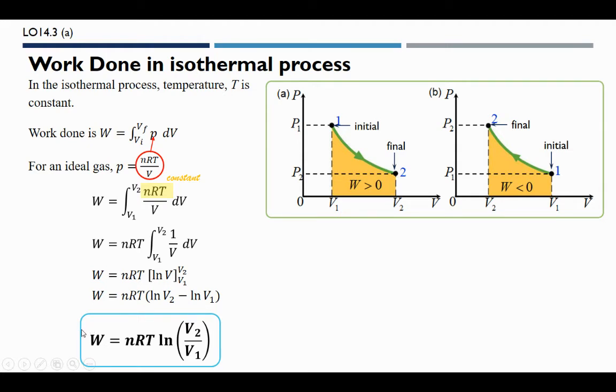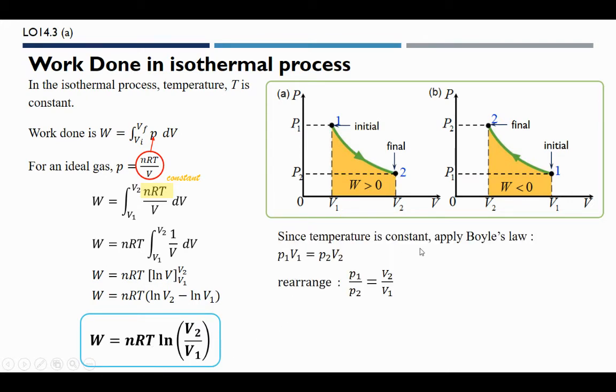So ln V can be written as ln V2 minus ln V1. Therefore, we get the equation for the work done in an isothermal process as W equals nRT ln V2 over V1. Since temperature is constant, we can apply Boyle's law. P1 V1 is equal to P2 V2. Rearranging the equation, we get V2 over V1 equal to P1 over P2. Hence, W can be written as nRT ln P1 over P2.